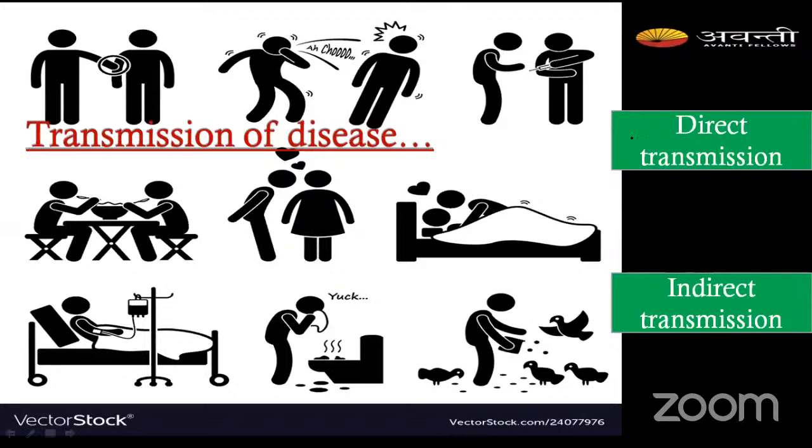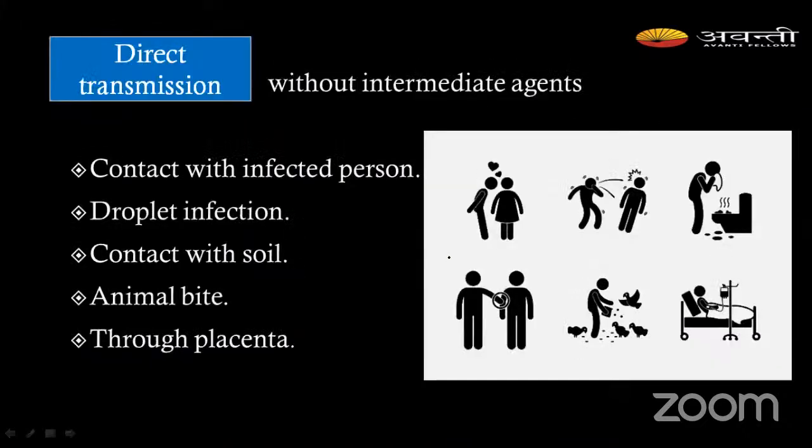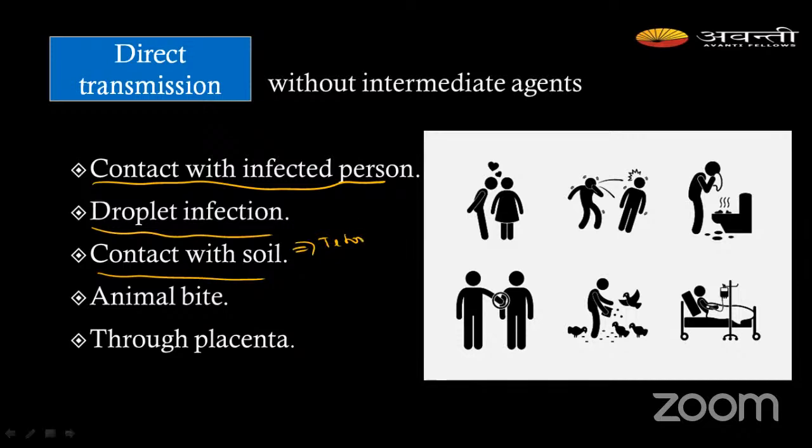Let us talk about direct transmission, and some of them will come through indirect transmission. What do you mean by direct transmission? Let us learn this. Contact with the infected person. For example, chickenpox and smallpox, by contact with that person you are going to get it. And droplet infection, obviously cold and all those things. And contact with the soil, you are going to get tetanus.